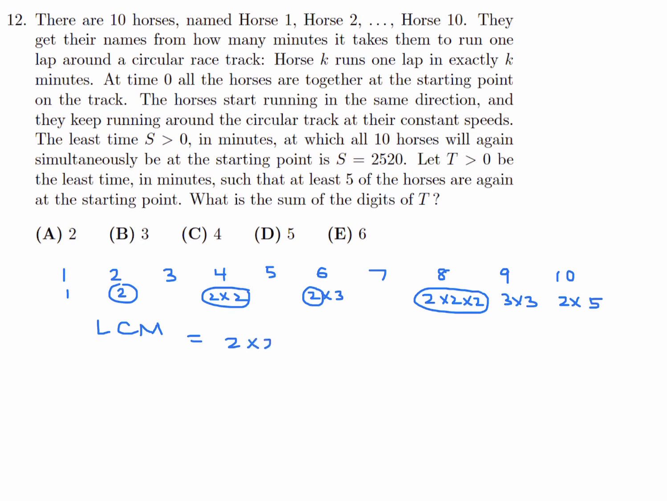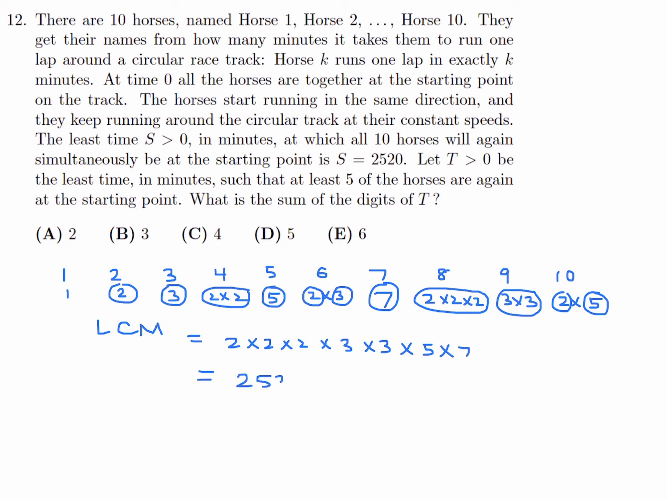to get the LCM. The next prime number is 3, and it appears maximum twice, so include that twice. And then the next prime number is 5, so that's going to be included only once, since it only appears once in terms of the maximum for each entry. And then 7 appears maximum once, and there you go, that's the LCM. So this is, when you multiply it all out, 2520, and that exactly is what they got. So we know we're on the right track.